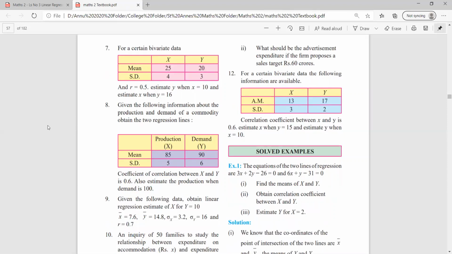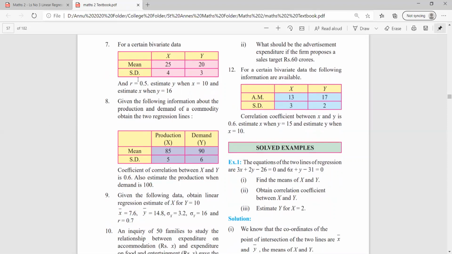Coming to sum number 7. A similar kind of sum, as you can see. For certain bivariate data, x and y are given. The mean values, that is x bar and y bar. SD, that is standard deviation, 4 and 3. And small r is 0.5. Everything is given to you. You have to estimate y when x is equal to 10 and estimate x when y is equal to 16.